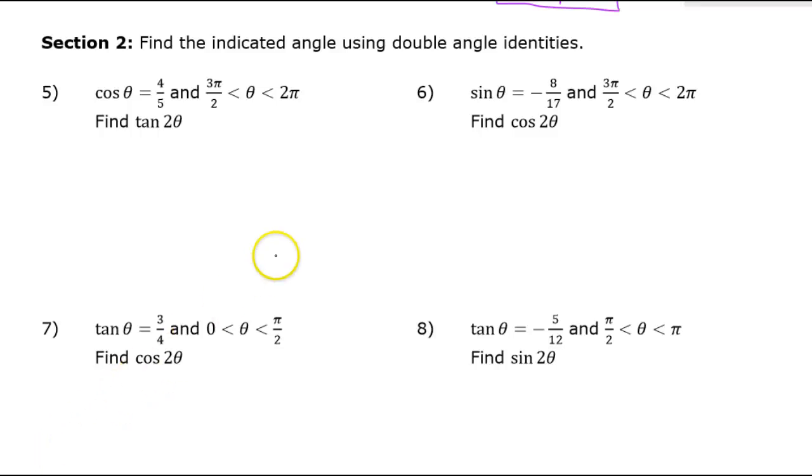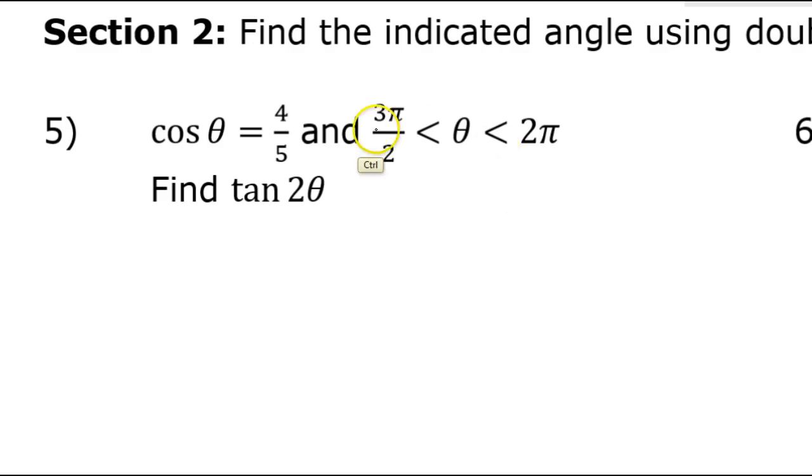In this video, I will show you how to evaluate these double angle trig functions given one trig value and basically the quadrant. First of all, this part over here is really telling us the quadrant. Between 3 pi over 2 and 2 pi, that is the fourth quadrant. So keep that in mind. We're talking about quadrant 4.